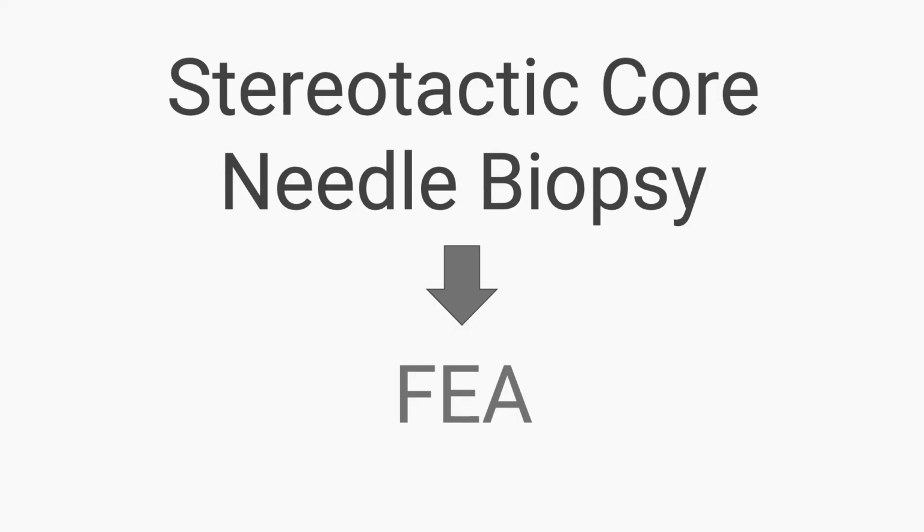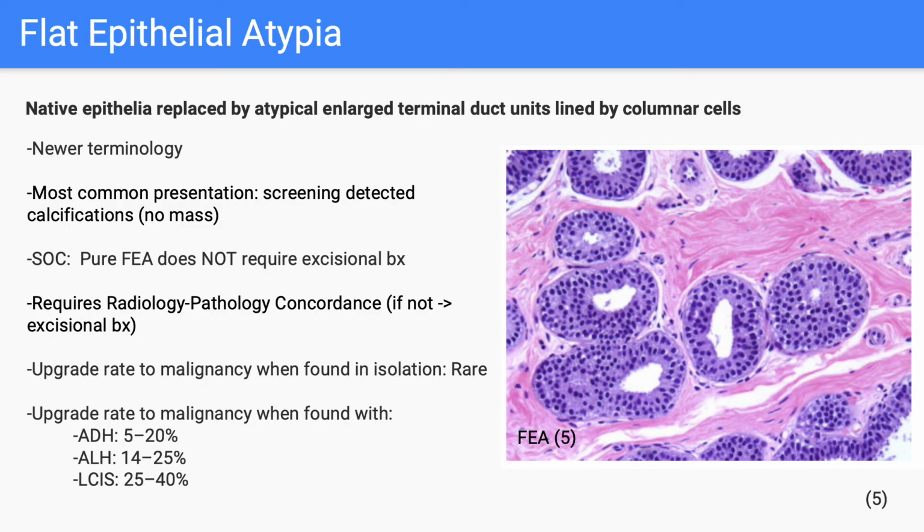Lastly, what would we do for our patient if the stereotactic core needle biopsy showed FEA? Flat epithelial atypia, or FEA, is native epithelia replaced by atypical enlarged terminal duct units lined by columnar cells. This is a newer terminology and has had a variety of other vocab associated with it in the past.